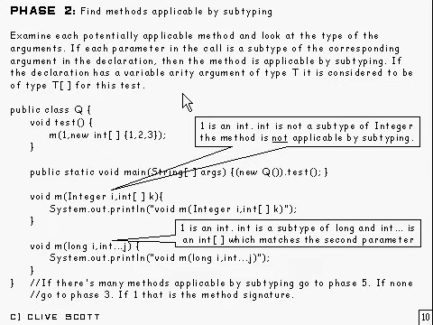And if the declaration has a variable arity argument at the end of type T, then it's considered to be of type T-array for this test.